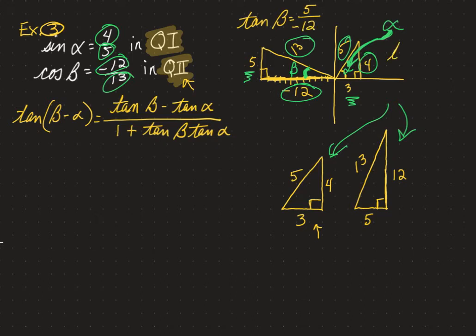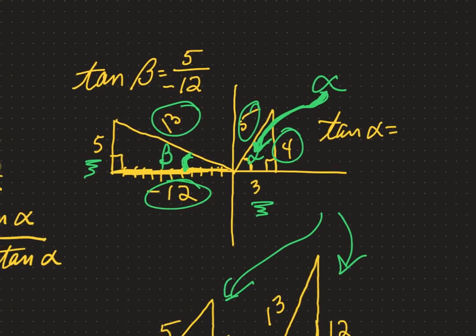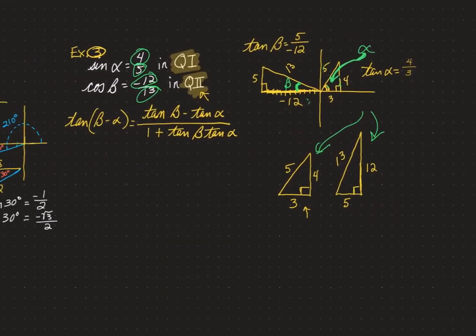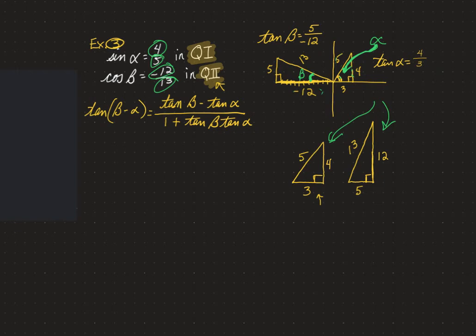Now let's find the tangent of alpha. Okay, so let me make this bigger so you can see it easier. The tangent of alpha, in this case, is going to be equal to, here's alpha, opposite over adjacent. Now that we've determined that, let's get back to our formula. We can now say that this is equal to, let's see, tangent of beta we found is 5 over negative 12. Notice I'm not just substituting for the angle. I am substituting for the whole thing. I am substituting for all of tangent beta.